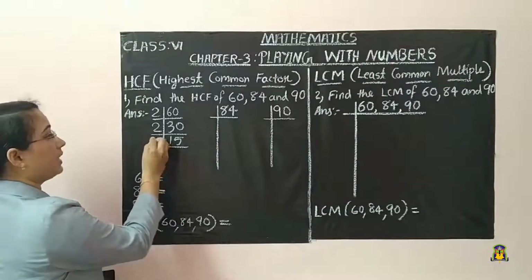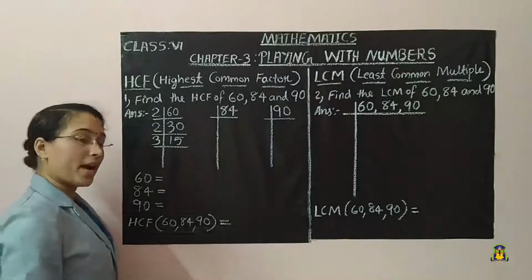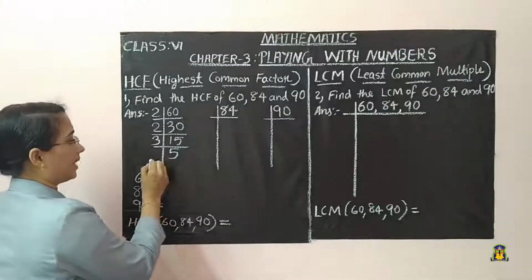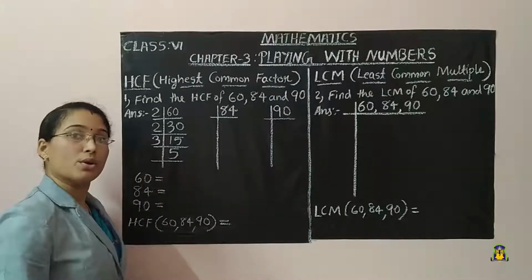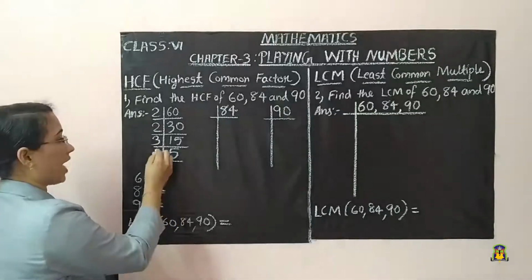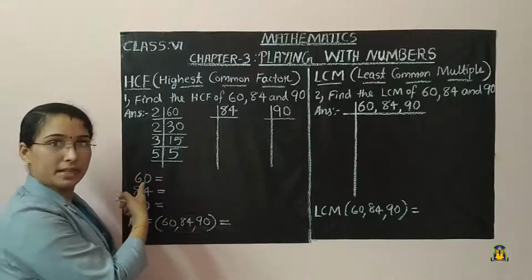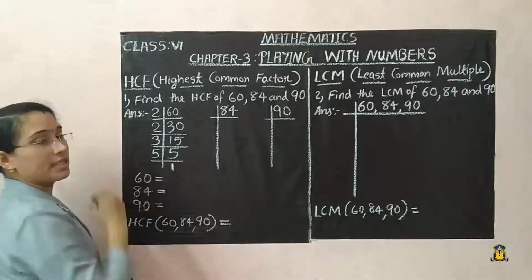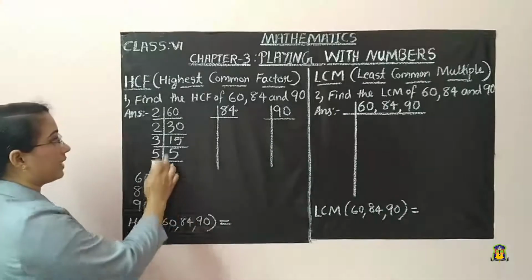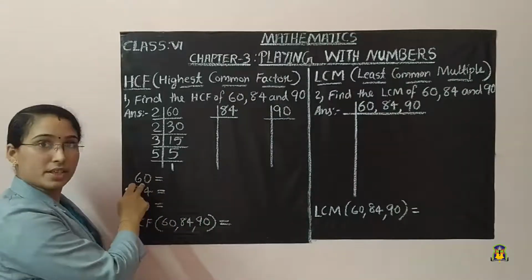Here in 15, 3 is possible. How many times is 3 possible in 15? 5 times. 15 divided by 3, we will get 5. Then 5 is a prime number. We all know that for prime numbers, the factors are one and the number itself. So here only 5 is possible. If any prime number comes, you write the same number itself. Then 1 fives are 5. If you get 1 here, you can stop the process and write the prime numbers, the product of prime numbers, instead of 60.